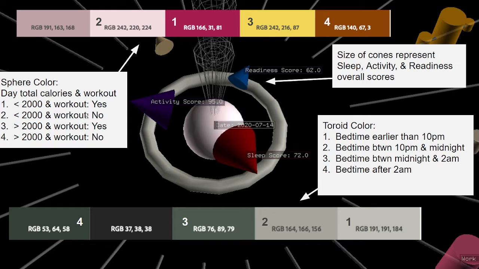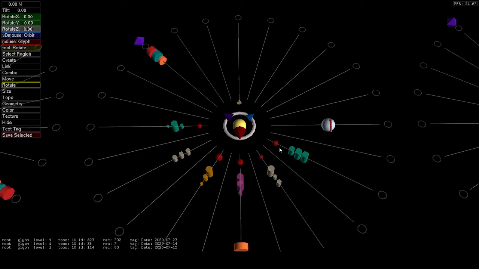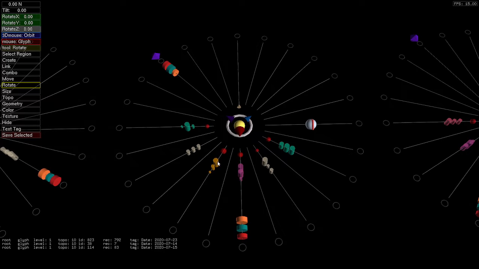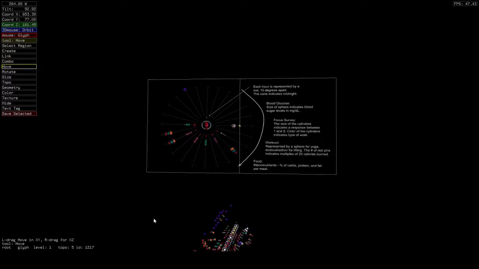This is the detail on the summary data. So these colors up here go to things like were calories over or under 2,000 and did I do a workout or not. Here's some detail on the focus survey. So the color of these different 3 cylinders is going to have to do with the type of work I was doing. And I can see the kind of progression. If I ate here, so in 2 hours when I next did my blood glucose, it was still a little high.